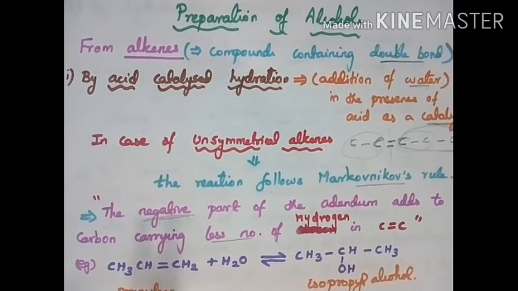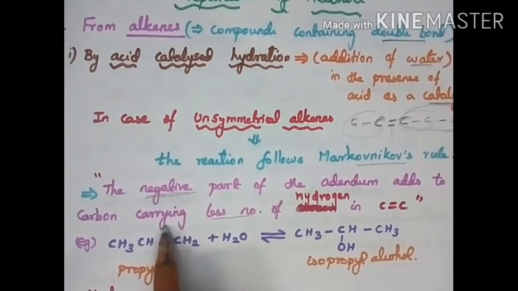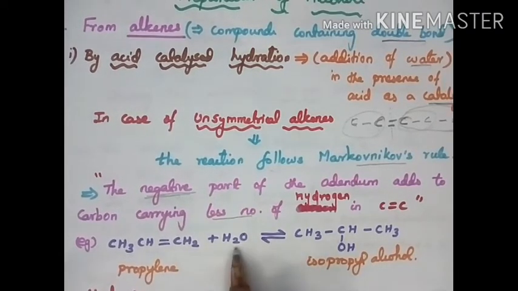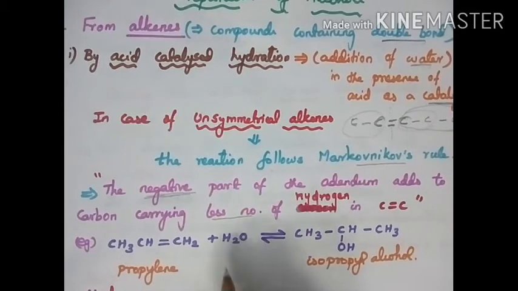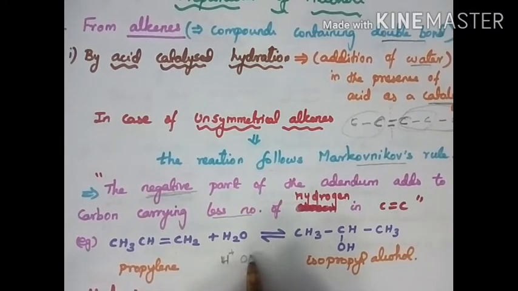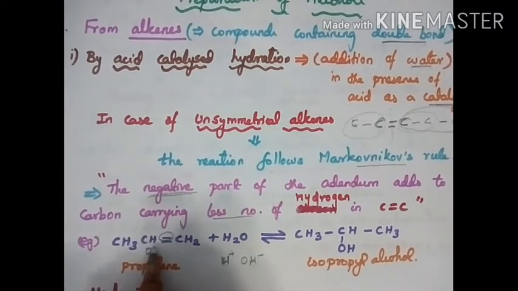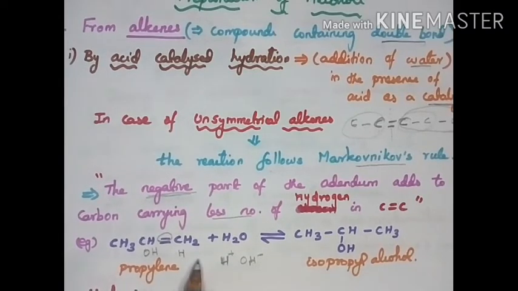Now, let's see one example. CH3, CH, double bond CH2. This is an alkene. If you divide this, here we have 1 carbon, here we have 2 carbons, no? So this is an unsymmetric alkene. Hydration means addition of water. Water is cleaved as H plus and OH minus. Now remove 1 bond, add H on one side and OH on the other side. Here OH, here H.